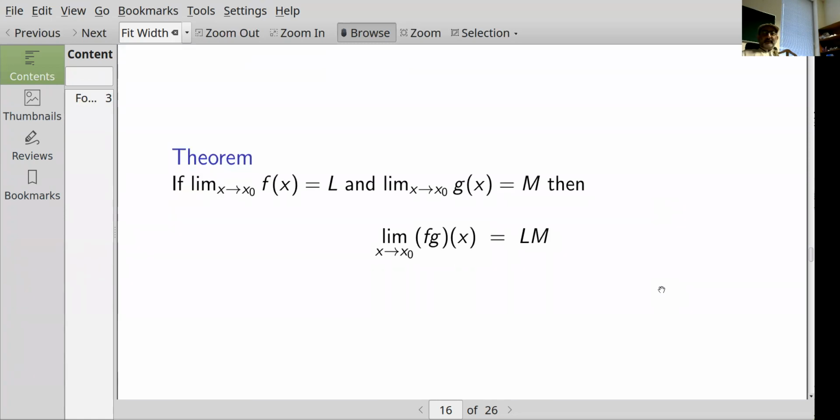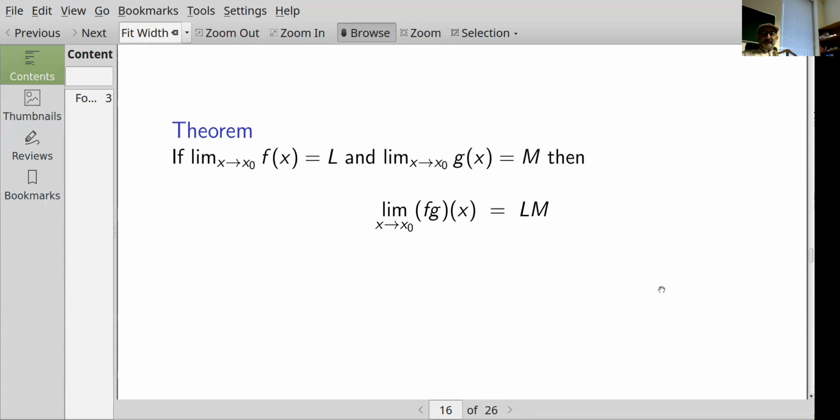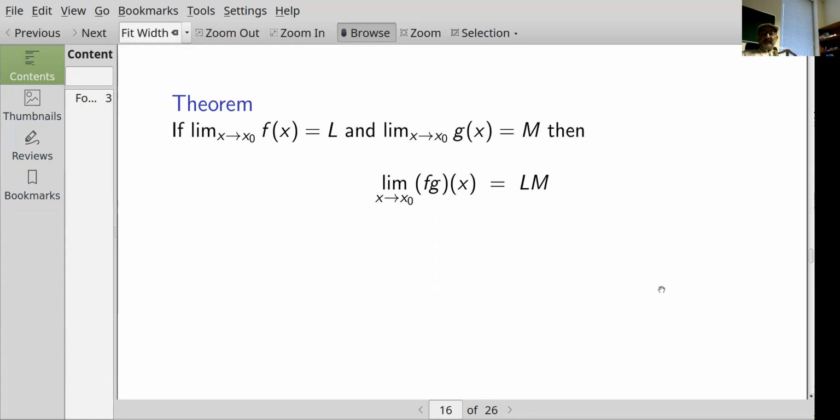We also had the rule for the limit of a product. So if the limit at x naught of f of x equals L, and the limit at x naught of g of x is equal to m, then the limit at x naught of the new function f times g is equal to L times m. The limit of a product is equal to the product of the limits, provided that the individual limits are known to exist. Okay, how do we know that that's true?